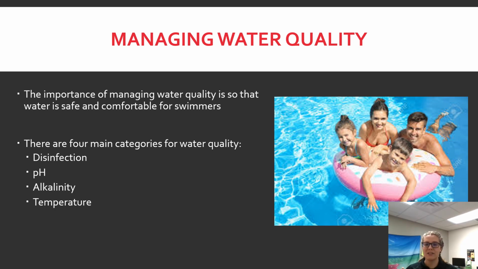The second concern is the comfortability of your swimmers. I swam for 10 years. There is some water that's really not comfortable. There's other waters that you're like, yeah, this is good. And so the four main categories for water quality are going to be disinfectant, pH, alkalinity, and temperature.